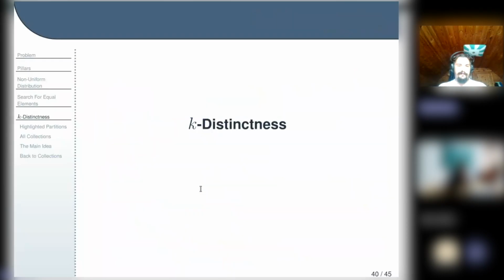I have about 5 minutes left, so I will very briefly talk about k-distinctness. It builds on the ideas of the search for equal elements, and is a special case thereof. So I also use this Fourier basis in x and Fourier basis in y.